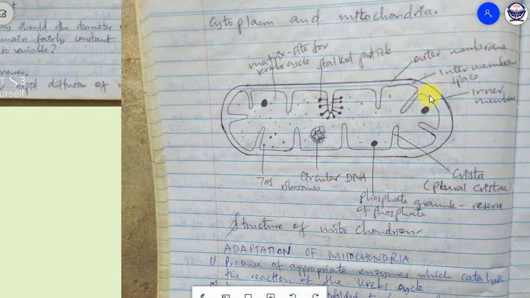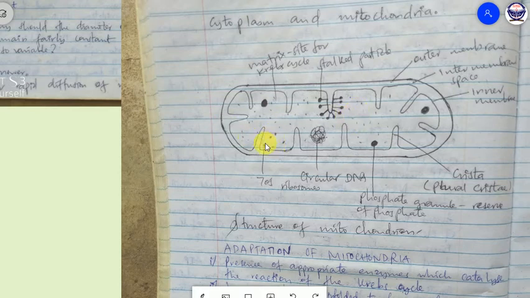Here we have the space between the outer and the inner membrane. It is called the intermembrane space. We discussed the structure of mitochondria in cytology, but this is just a repetition. Here we have the matrix. The matrix is made up of the enzymes responsible for the Krebs cycle, because the Krebs cycle takes place here, and we have different enzymes which are responsible for stages of the Krebs cycle.